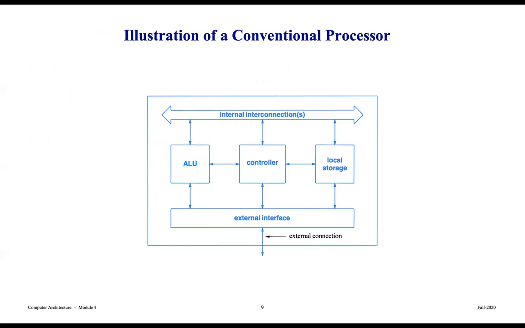So in terms of a conventional processor, here's another way of looking at it. You have the arithmetic logic unit, the controller, the local storage, and the internal interconnections that help it to function internally among these basic elements. And then you have the interface where it connects with the external world, with other types of things that are part of the reason why you're using that processor.